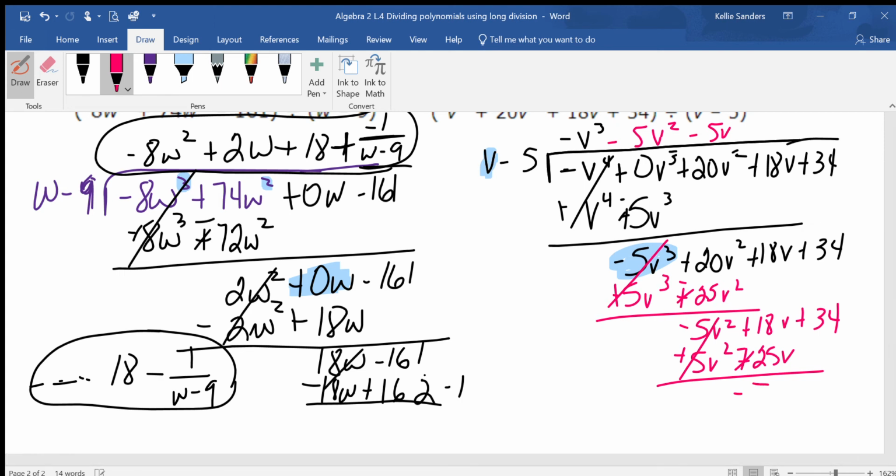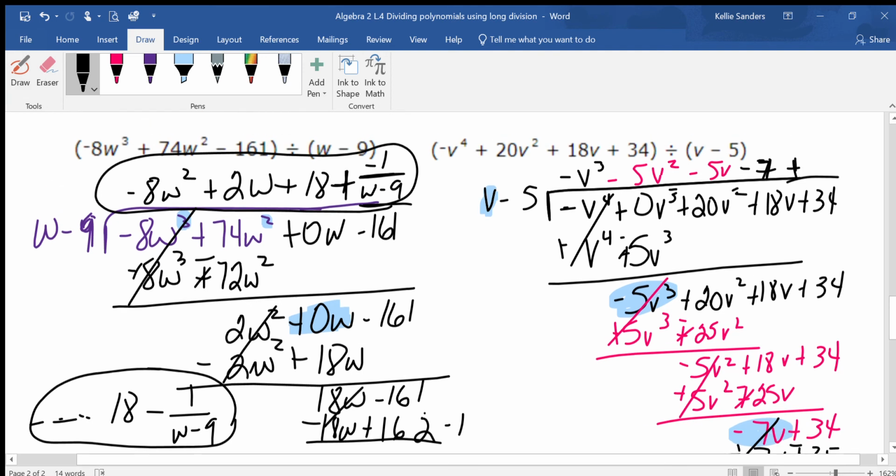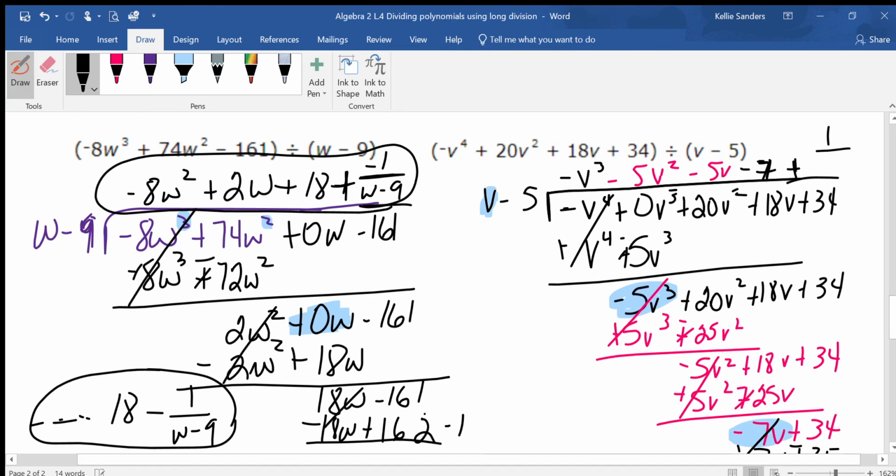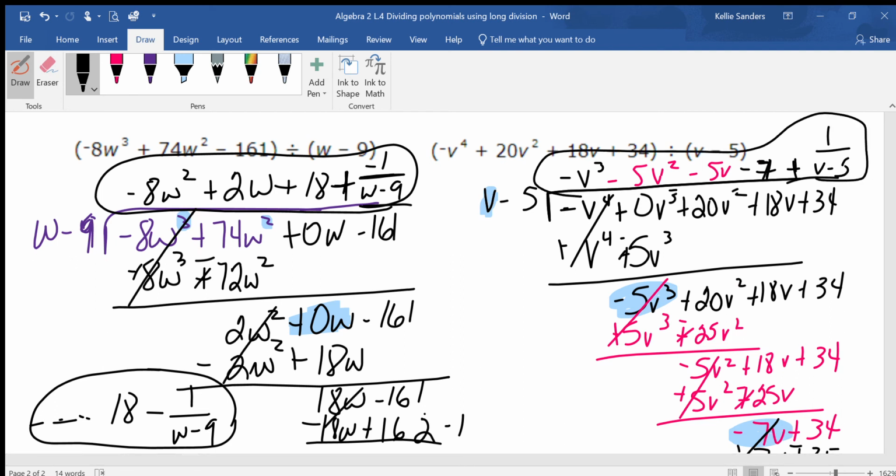18 minus 25 is negative 7. Bring that to 34. Since this still has a v, we're still going. So v times what is negative 7v? Negative 7. Negative 7v. Negative times negative is a positive 35. Draw your line, change your signs. 34 minus 35 is negative 1. So plus 1 over v minus 5 because that's what we are dividing by. I know, it's not fun.